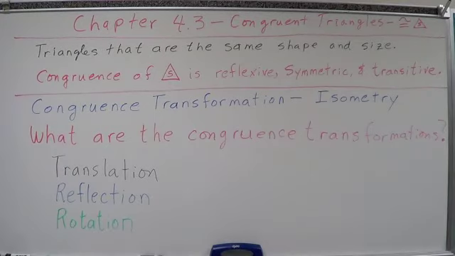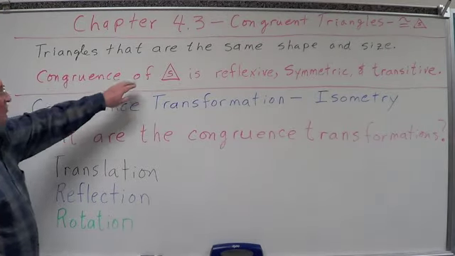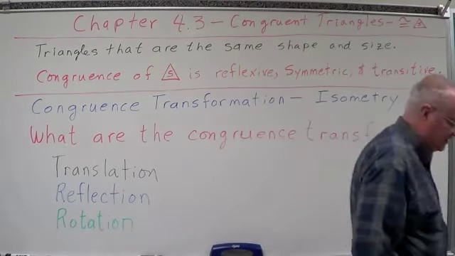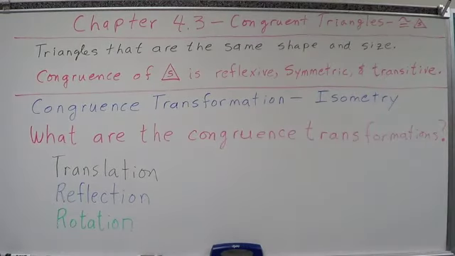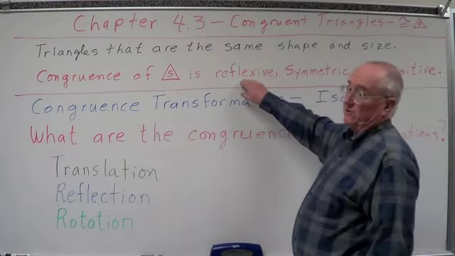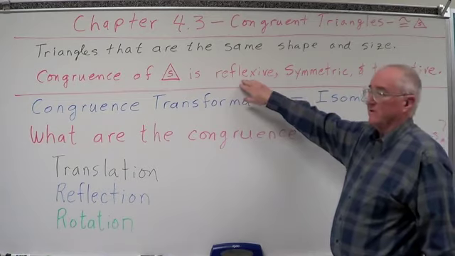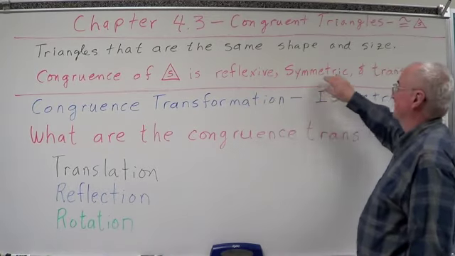Okay, the last few things we need to say right now about congruent triangles is this. Again, congruent triangles, triangles that have the same shape and size. Congruence of triangles is reflexive, symmetric, and transitive. Reflexive: a congruent triangle is congruent to itself. The pieces of a congruent triangle are congruent to themselves.